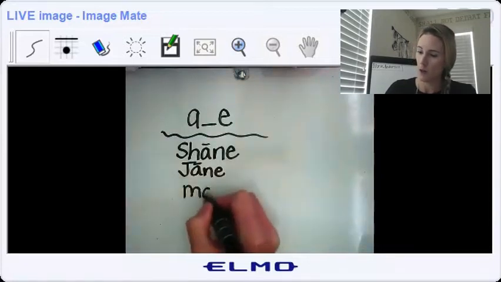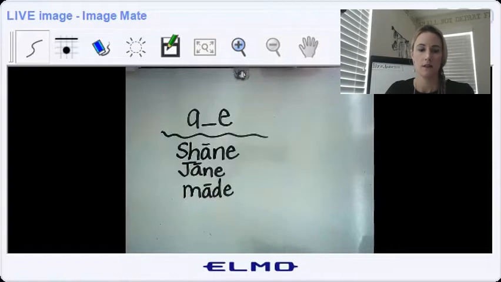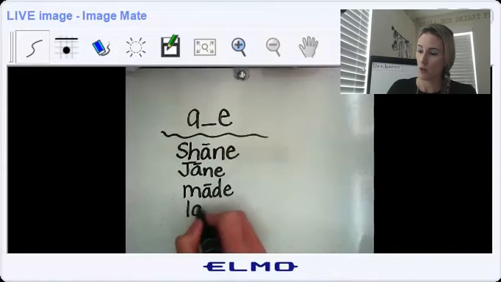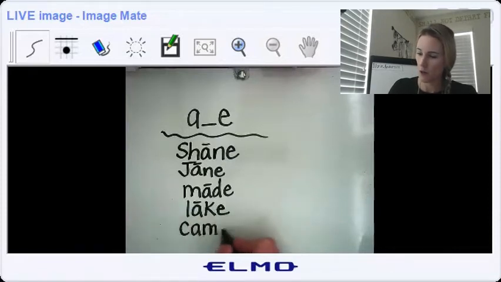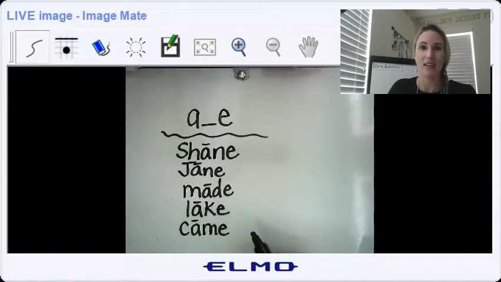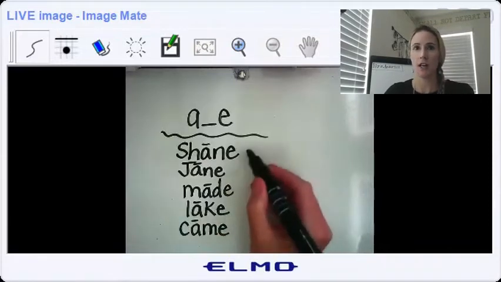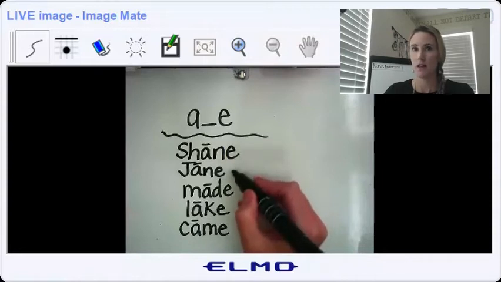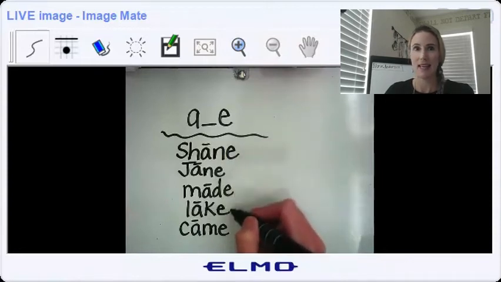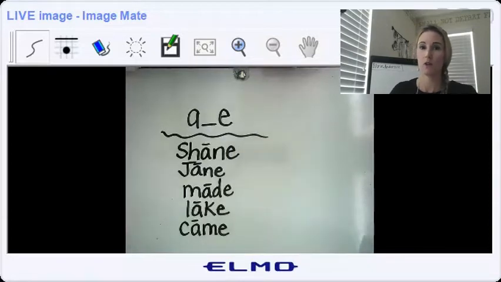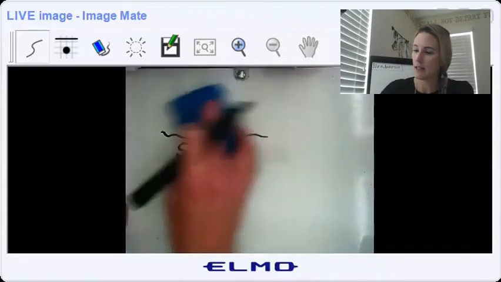We looked at the word made. Two more words that are review words from a previous story, most likely, would be lake. And then this is a high frequency word. You will see a lot, came. Okay, so say Shane, Jane, made, lake, came. Those are all words with a long A vowel sound, and they fit the pattern of the long A, a consonant, and a silent E at the end.